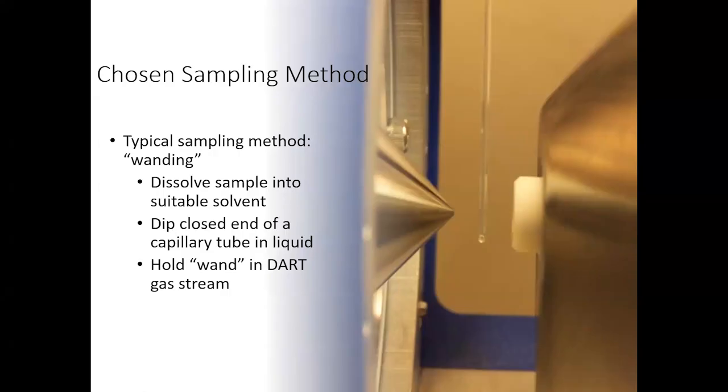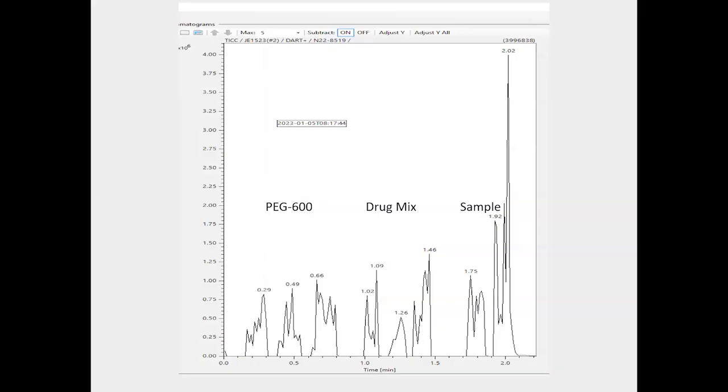Now, our chosen sampling method, similar to Amber's, we use the glass rods that have been cleaned. And so we'll dissolve our samples into a suitable solvent, dip the closed end of the capillary tube in the liquid, and then hold that wand in the gas stream. And so we don't have the sort of automated processes that they're using. So this is done manually, and we can do 1, 2, or 3 wanding events for each sample.